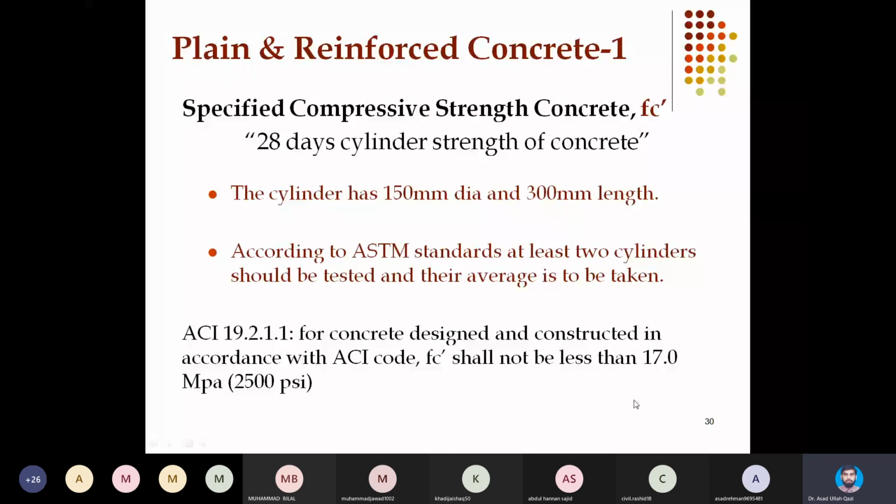So minimum compressive strength in accordance with ACI is 17 megapascal, and that will be established by testing two cylinders, and then the average of the strength will be used. The cylinder to be tested at the age of 28 days must have a diameter of 150 and length 300 millimeter, and testing will be done according to ASTM standards, which will be discussed with you in detail in your lab portion.